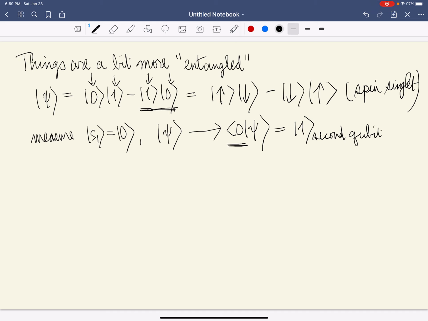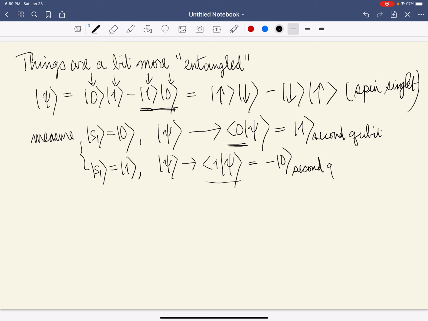Okay. However, if you measure the first qubit to be in a state of 1, then what that implies is the wave function collapses into this guy, but this overlap will give you minus 0 on the second qubit. Okay, this overall minus sign is irrelevant. So basically it means that the second qubit is collapsed into a 0 state.